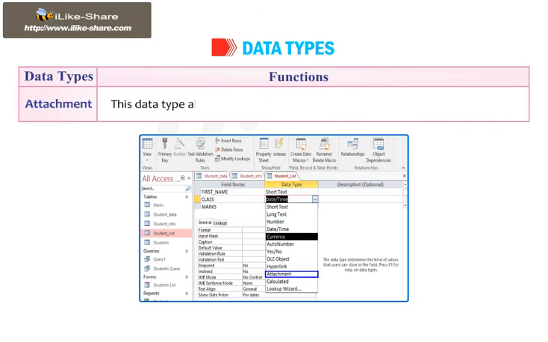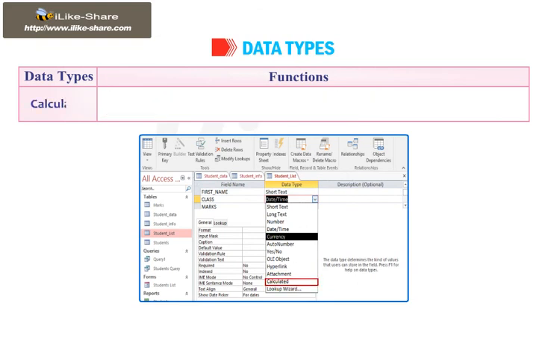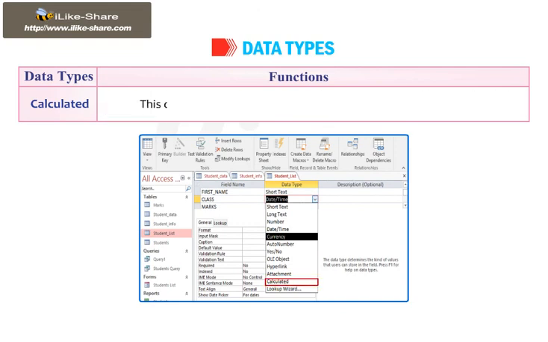Attachment. This data type allows you to attach images, spreadsheet files, documents, charts and other types of supported files to the records in your database, much similar to the manner you attach files to emails. Calculated. This data type is used when a user creates table fields that calculate values. The calculations can include values from fields in the same table as well as built-in Access functions. This data type is used mostly in the case of queries, forms, and tables.